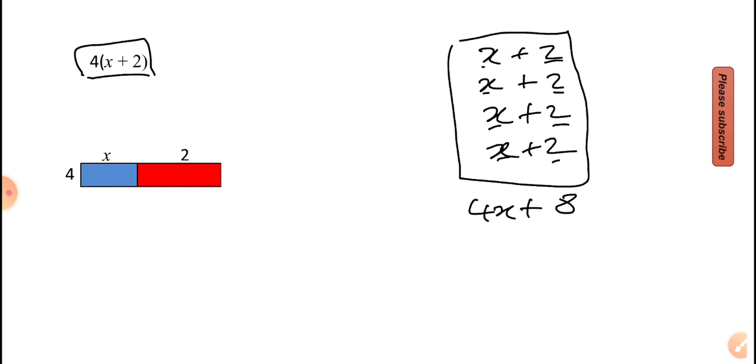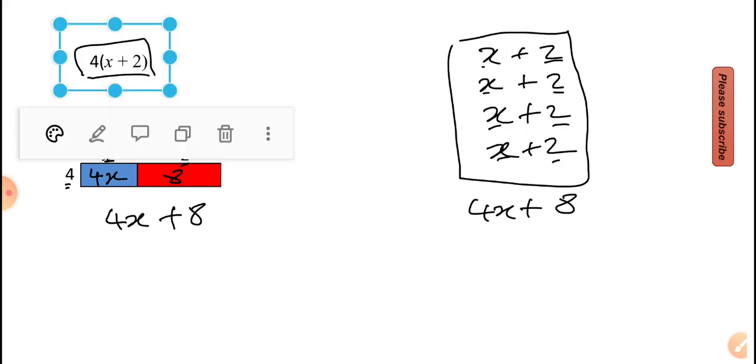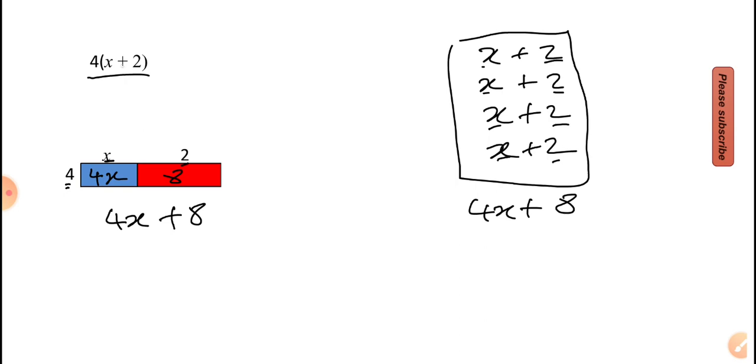And as you do more complex questions, you'll see that this will actually be tedious and quite long. So a much quicker way would be just to fill in the table. So 4 times x is 4x, and 4 times 2 is just 8, and the answer is 4x plus 8. So that's how we expanded the bracket here and got the answer, which was 4x plus 8.